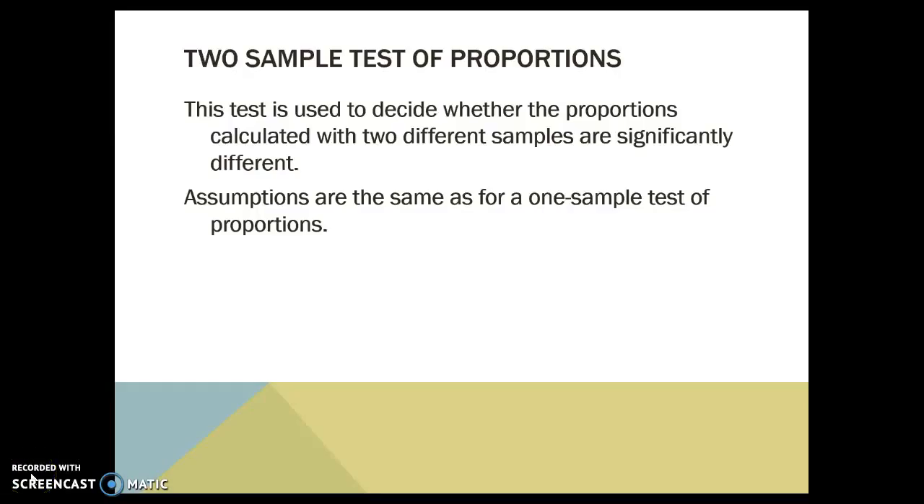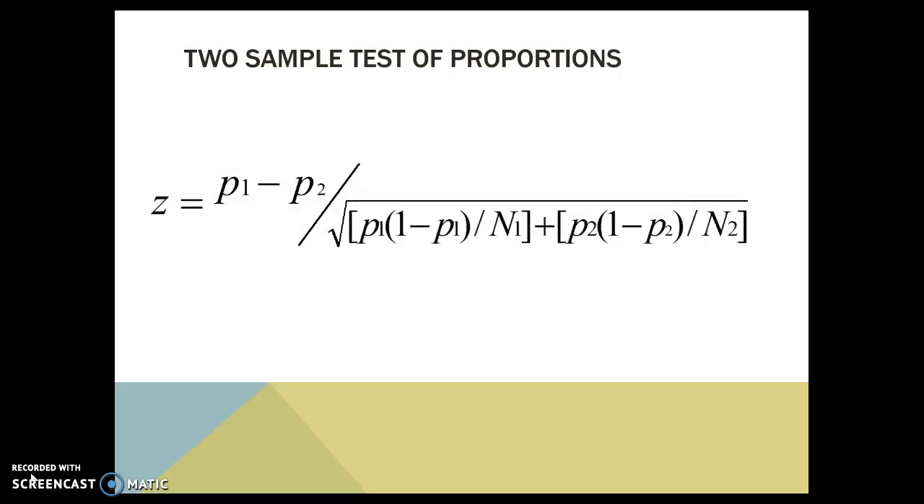So continuing the discussion on proportions versus means, if we have a two-sample test of proportions, that means we are looking at two different samples, and are they significantly different from each other? But just like our independent samples t-tests, it's two different groups, but we have proportions instead of averages. The assumptions are the same. The equation looks a bit different, and don't panic, it's not as bad as it looks.